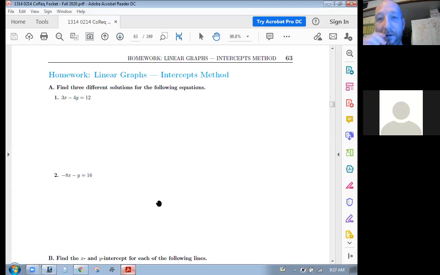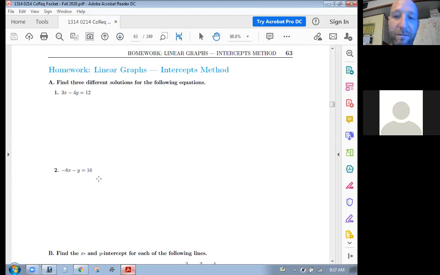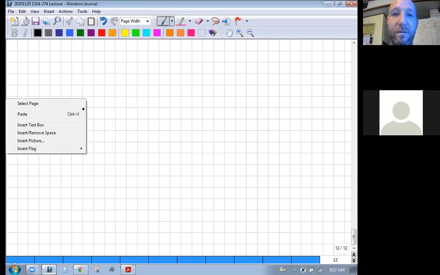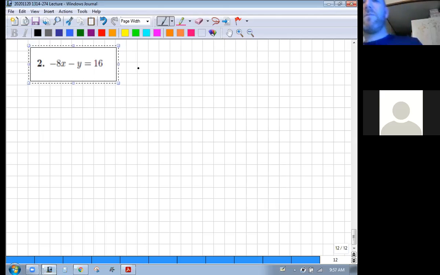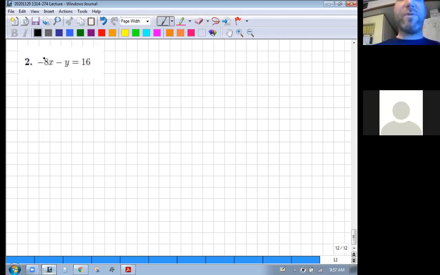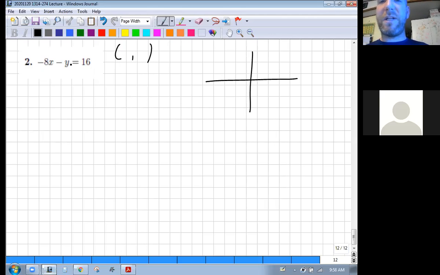Homework. Find 3 different solutions for the following equations. So remember this guy, there's 2 variables here. So the solutions come in pairs. There's an x and a y. Now one way to do this is we can visualize all the solutions. There's an infinite number of them, and they would lie on a line.